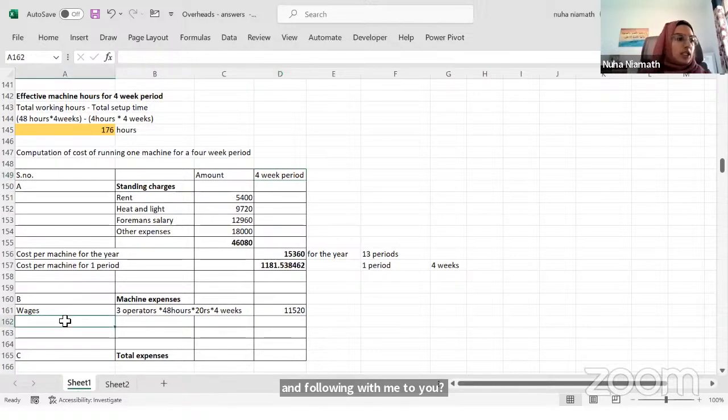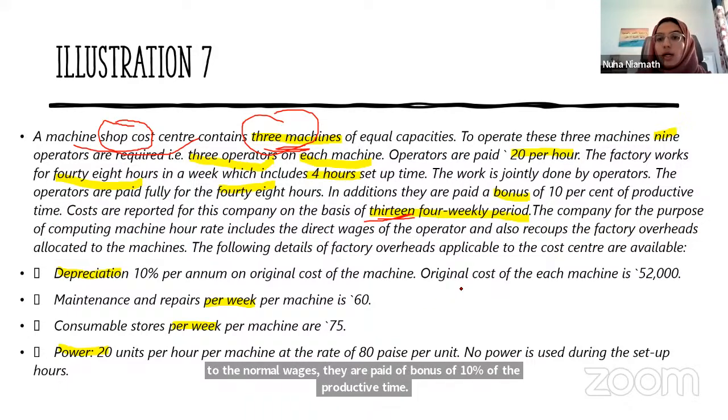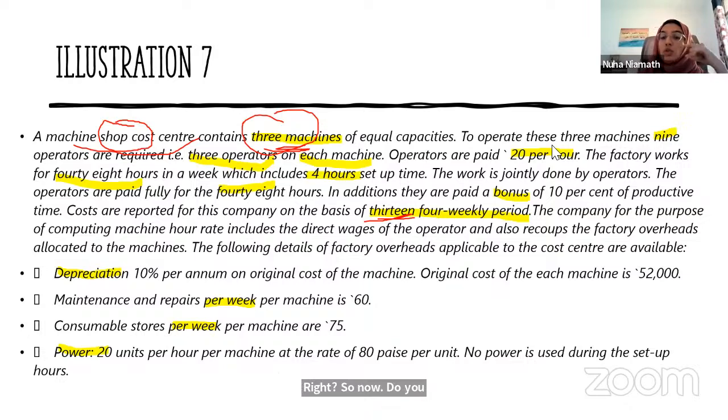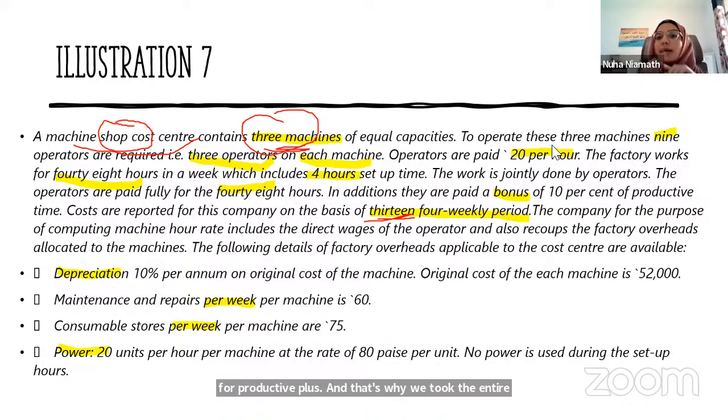Okay. Then we have bonus. Now bonus again for 3 operators, and for each operator, how does the bonus get calculated? Let's go back to the question. It says that in addition to the normal wages, they are paid a bonus of 10% of the productive time, right? Now remember one thing, the 20 rupees was paid for productive plus unproductive. That's why we took the entire 48 hours and not just 48 minus 4 hours.